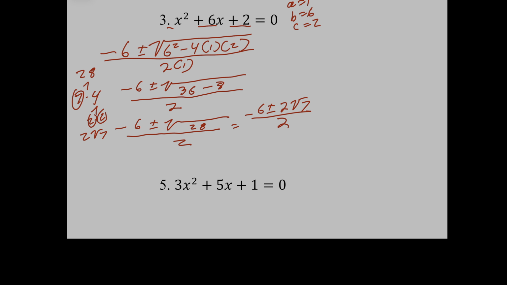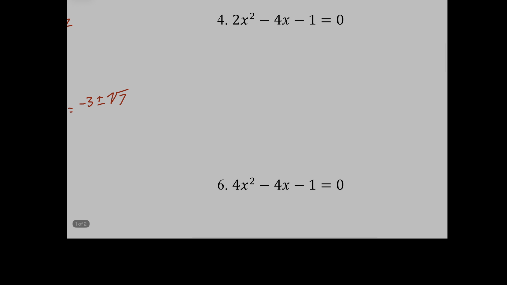Since both of them will reduce with the 2, I'm going to go negative 6 divided by 2, which is negative 3, plus or minus, and then I'm going to cancel out those 2's. I'm going to get a root 7. And that, my friends, is the answer. Let's go on to number 4.